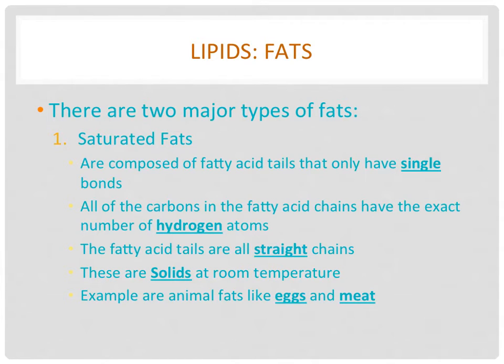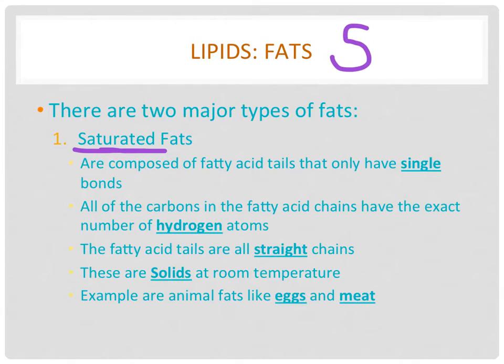Now we're going to go more in detail to the group that we call fats. So there are 2 major types of fats. The first type of fat is called a saturated fat. And I just want you guys to take note for now. Saturated starts with the letter S. And that's going to be extremely important when it comes to the end of this slide.